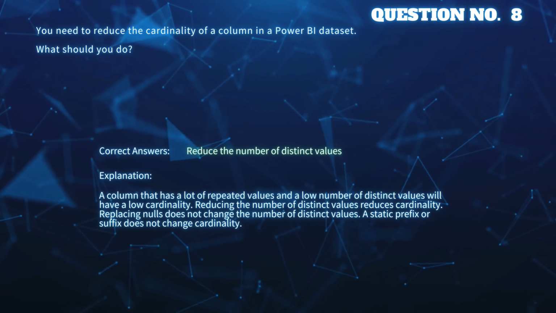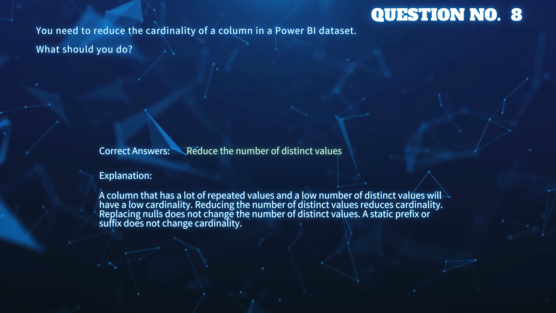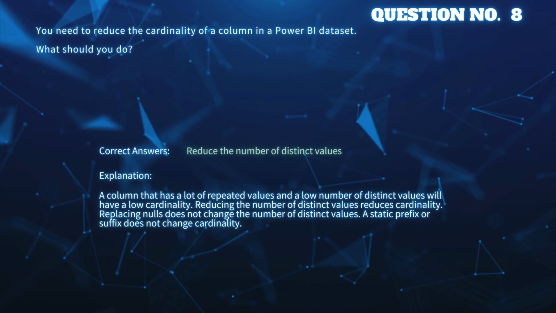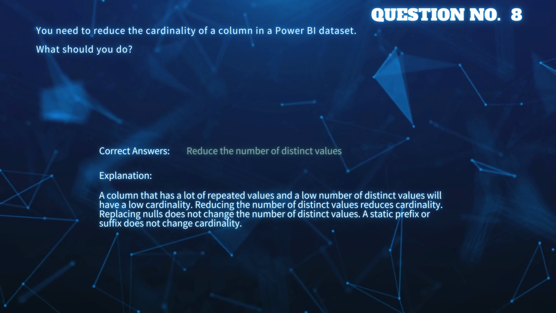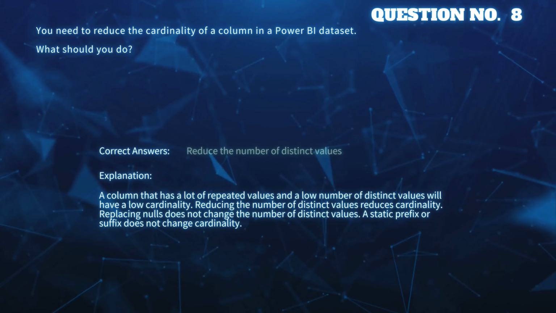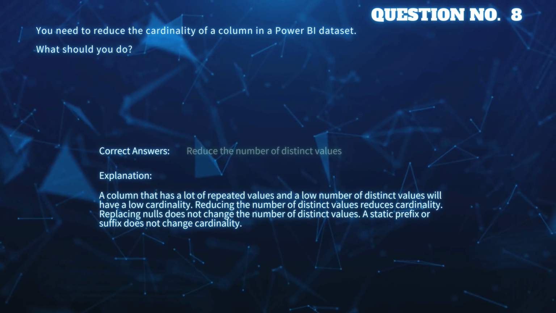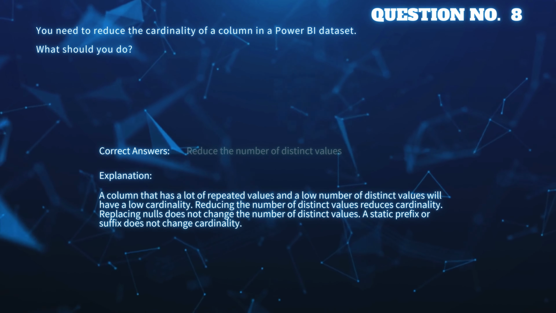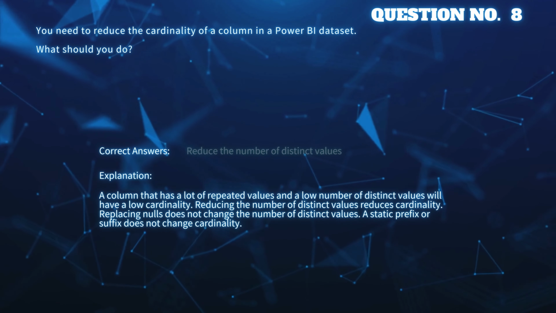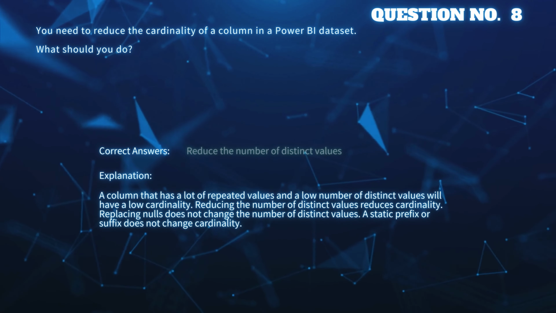Correct answers: reduce the number of distinct values. Explanation: a column that has a lot of repeated values and a low number of distinct values will have a low cardinality. Reducing the number of distinct values reduces cardinality. Replacing nulls does not change the number of distinct values. A static prefix or suffix does not change cardinality.